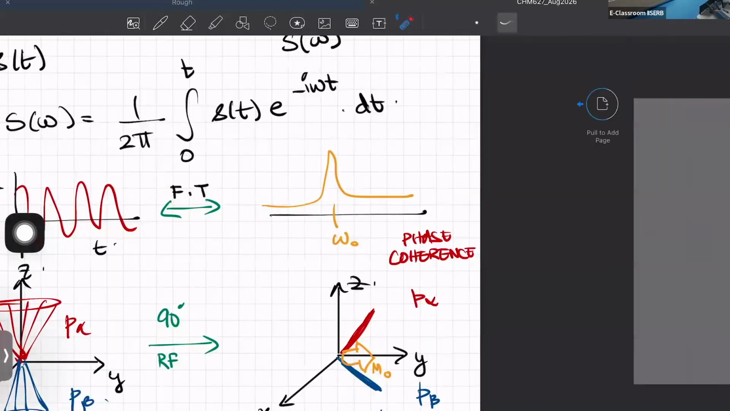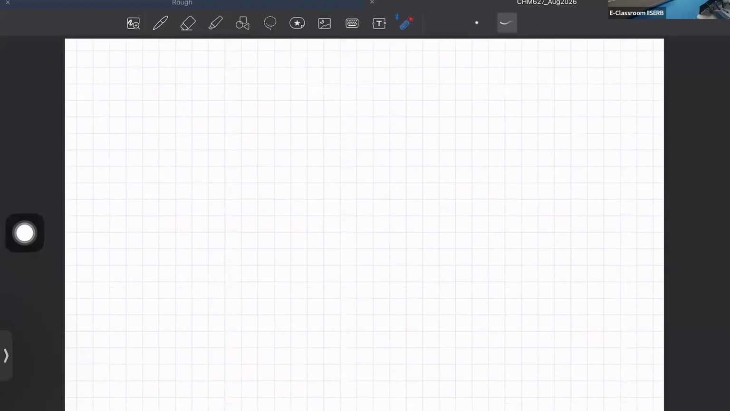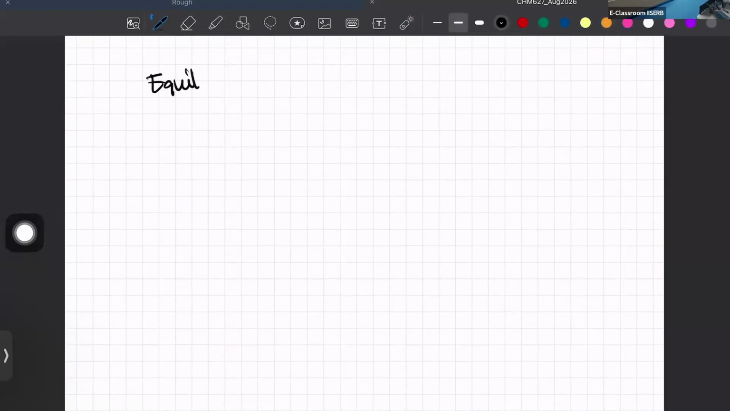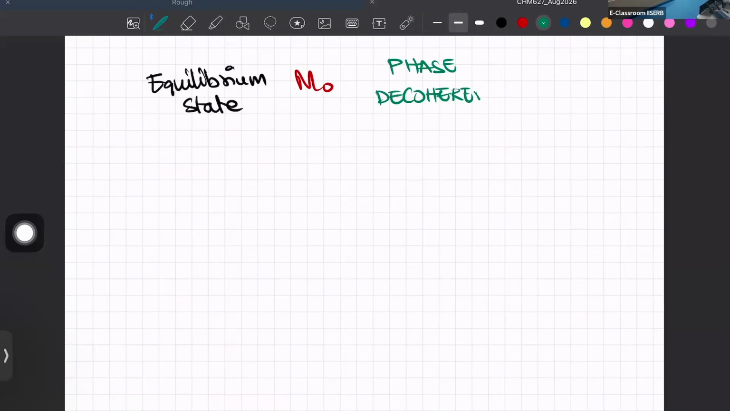And what I would therefore like to remind you again is, in the equilibrium state, M naught arises from phase decoherence in the transverse plane and population difference between the alpha and beta states.